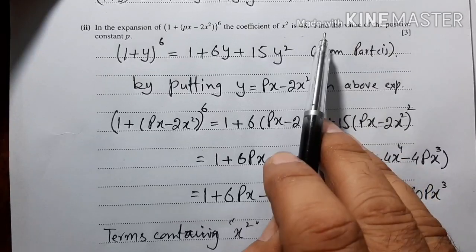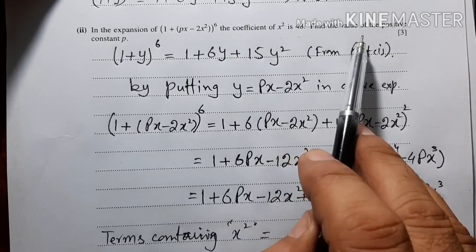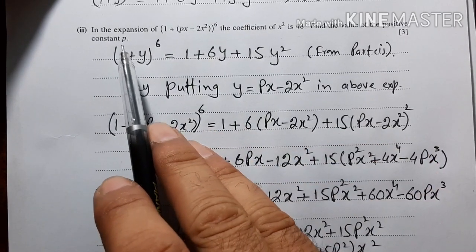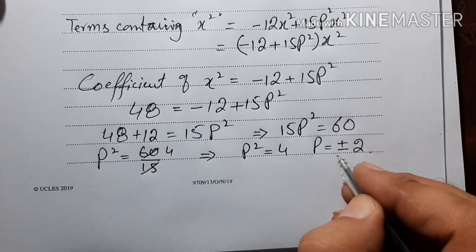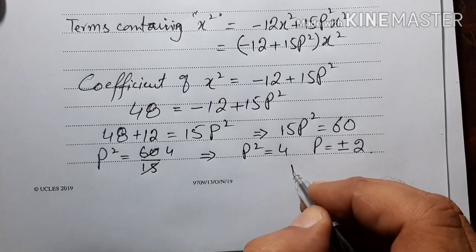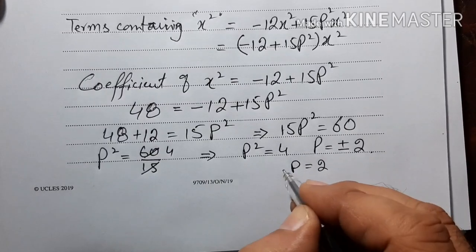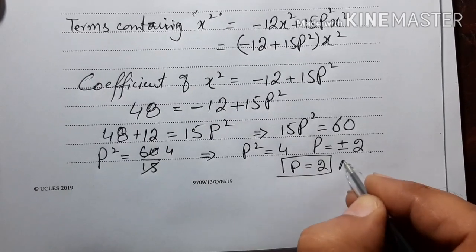But in the question he is asking to find the value of the positive constant p. So I need just the positive value. I'll ignore this negative. So p is equal to 2. This is the answer.